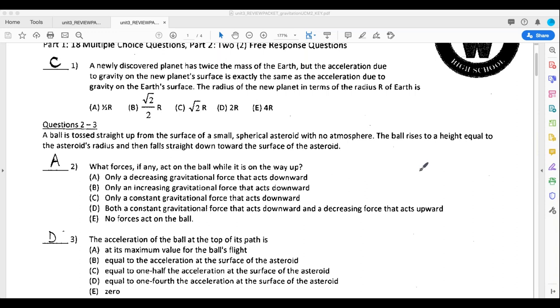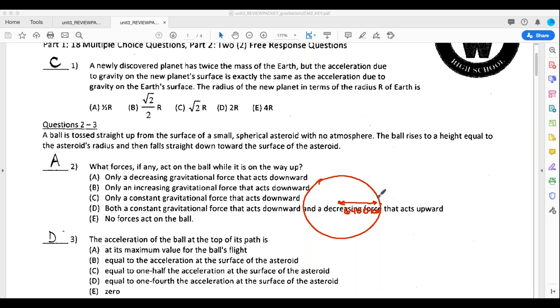Balls tossed straight up from a small spherical asteroid. Now, if I was on Earth, let me draw a quick sketch of the Earth here. So if this is the Earth, the radius of the Earth is 6,400 kilometers. Dude, it's huge, right? So if you're going to toss a ball straight up from the surface of the Earth, you're not throwing it even 1 kilometer.